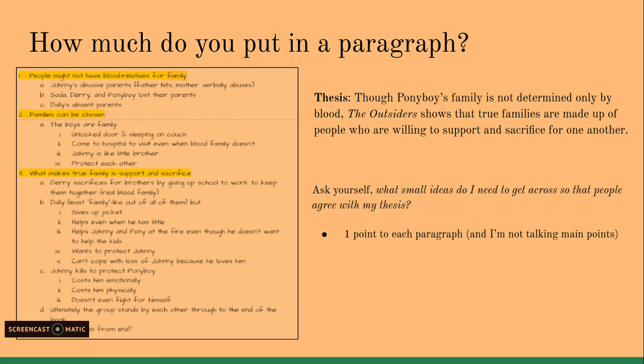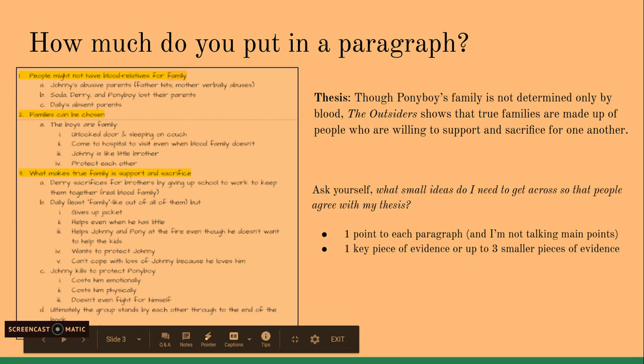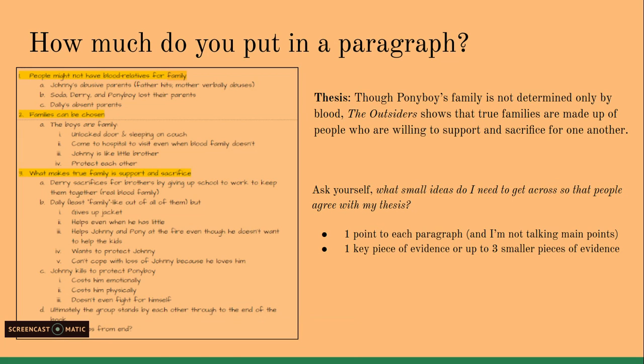So I want you guys to ask yourself, what ideas do I need to get across so that people agree with my thesis? And generally, we try to keep towards 1 key piece of evidence, like a really impactful quote, or 3 smaller pieces of evidence. Once you get past that, it gets hard to balance them all. You might use 1 key piece with 1 or 2 little sub pieces that help you support it, but that's usually the max you'll want in a paragraph, because otherwise it becomes a list of facts rather than an actual paragraph. And you need to be trying to convince people. Lists of facts need to be explained, otherwise they feel kind of pointless.